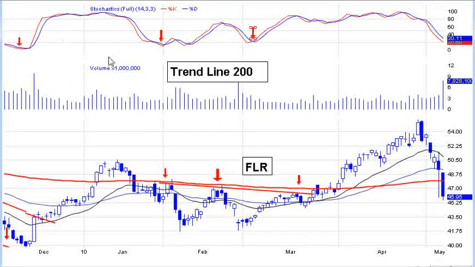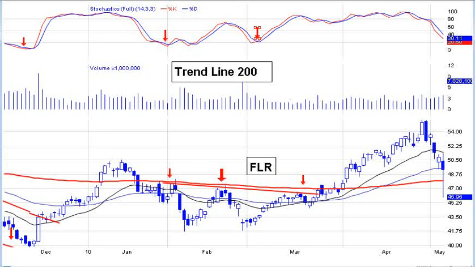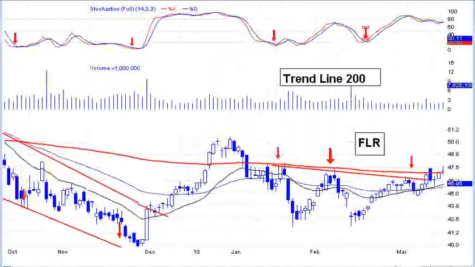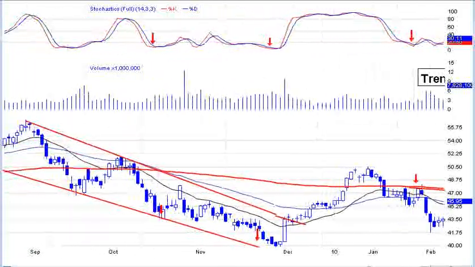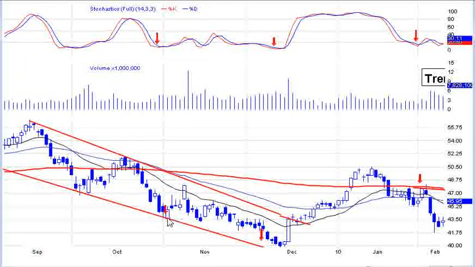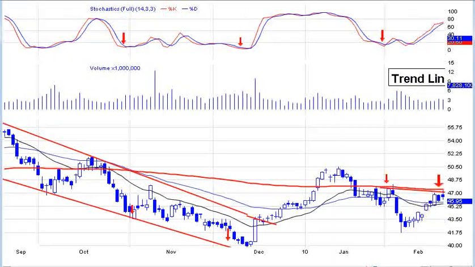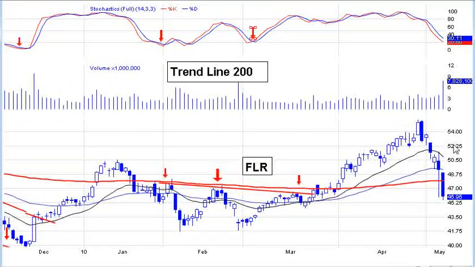Again, this is FLR now. We just looked at what FLR was, Fluor, how easy it was to trade. All you need to do is wait for that trend line to buy there, wait for your trend line to buy there, wait for your trend line to buy here. Boom, boom, boom. Easy money. Now, this pattern is destroyed. But we do have the stochastics finally pulling back.